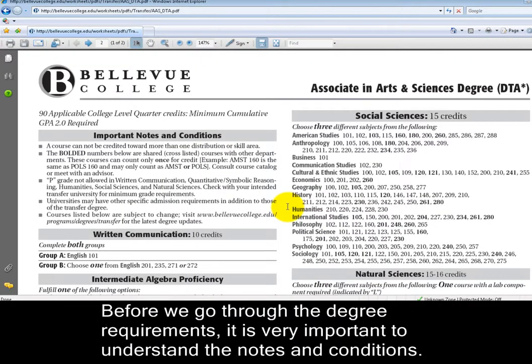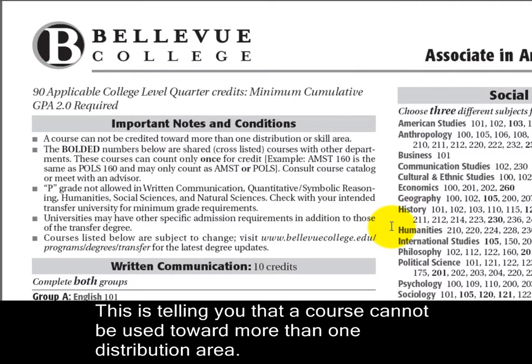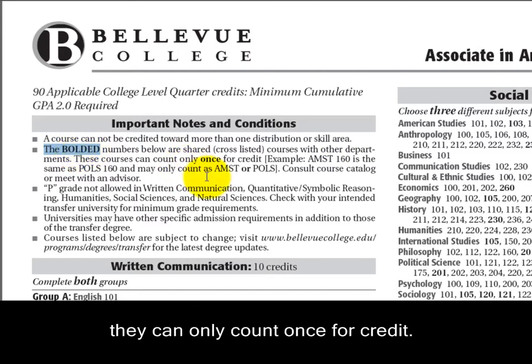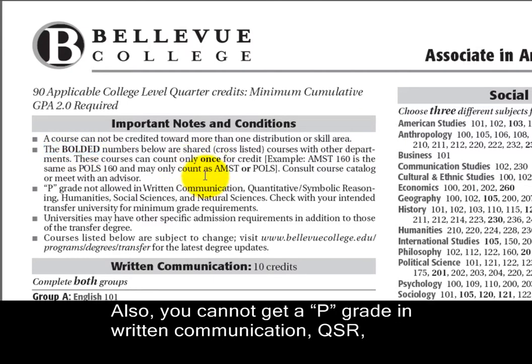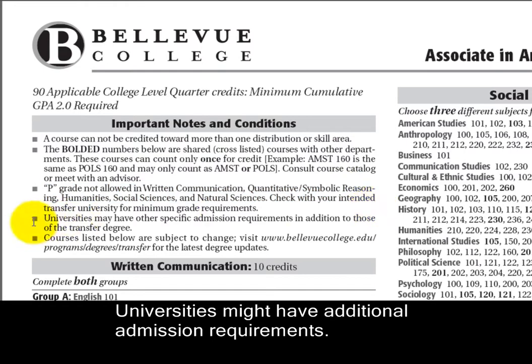Before we go through the degree requirements, it is very important to understand the notes and conditions. It is your responsibility to know these. This is telling you that a course cannot be used towards more than one distribution area. Additionally, bolded courses are shared by two departments. They are called cross-listed courses. They can only count once for credit. Also, you cannot get a P grade in written communications, QSR, humanities, social science, and natural sciences. Universities might have additional admissions requirements.